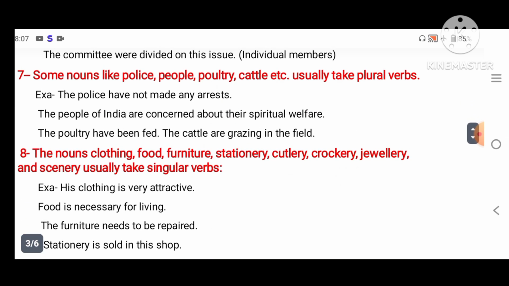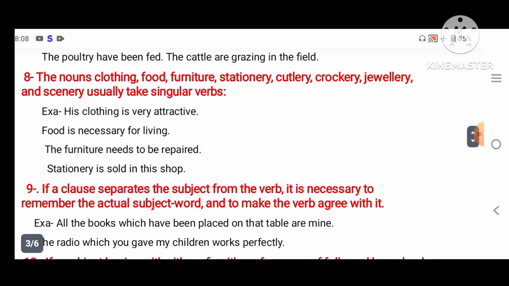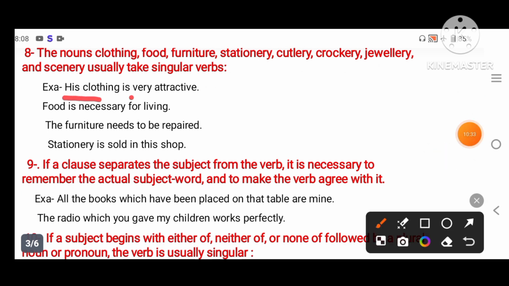Then some nouns like police, people, poultry, cattle usually take the plural verb. You have to remember this: police, people, poultry take the plural verb. The police have, the people of India are, the poultry have. You have to understand and remember this. The nouns like clothing, food, furniture, stationery, cutlery, crockery, scenery, jewelry always take the singular verb. Okay, his clothing is, food is necessary, the furniture needs, stationery is sold.